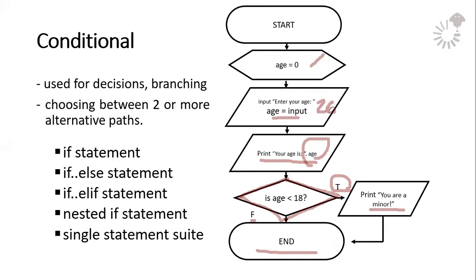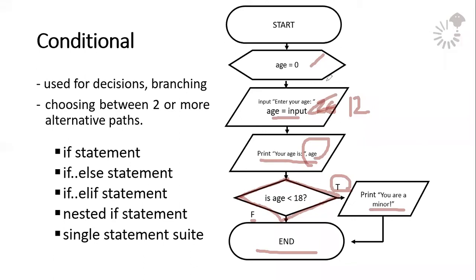So example, age gets 26. Edad ni ma'am. 26. Is age less than 18? True or false? False. Okay, false, no output. Example, age is grade 6, 12. Is age less than 18? True or false? True. What will happen then? True po. Kapag true, print minor. Okay, print you are a minor.